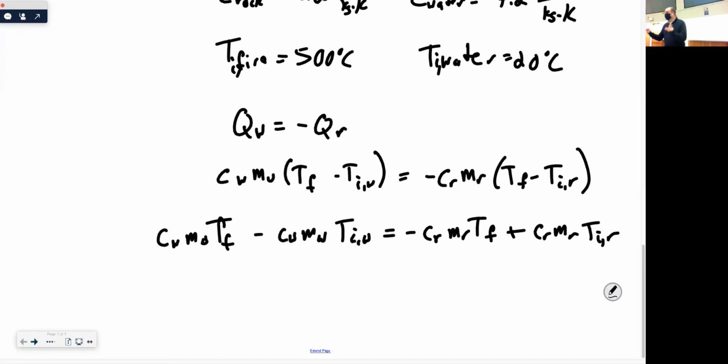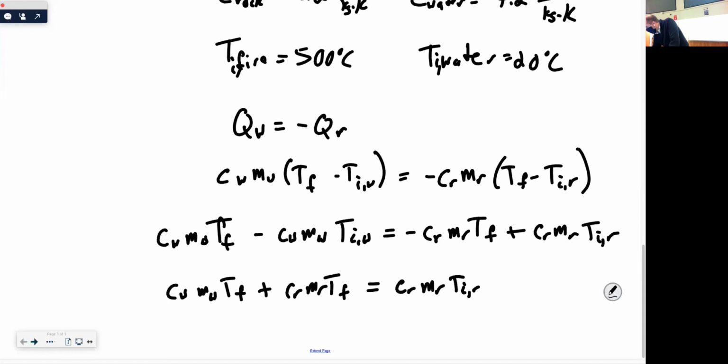Let's bring all the T final terms over to the left and bring all the other terms over to the right. We've got CW MW TF plus CR MR TF equals CR MR TIR plus CW MW TIW.